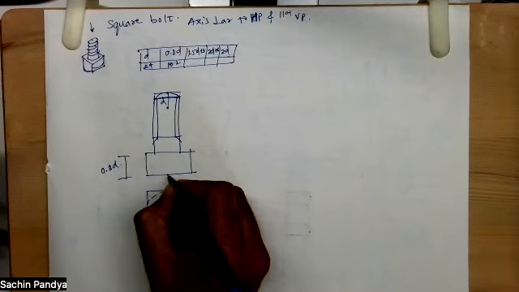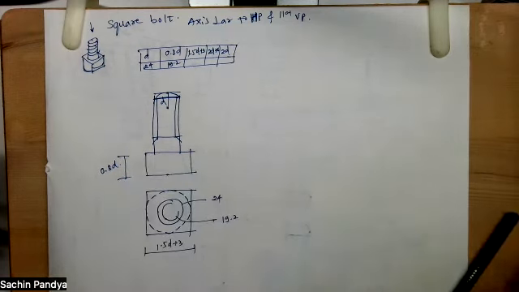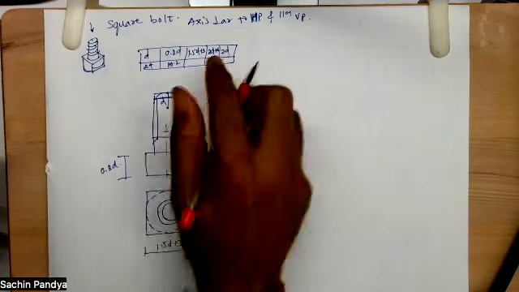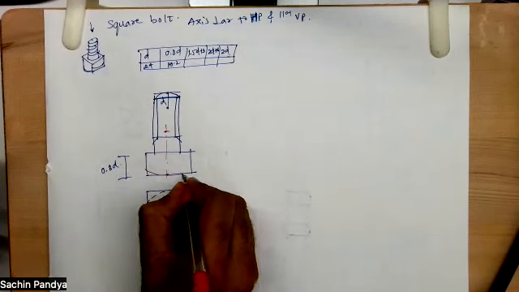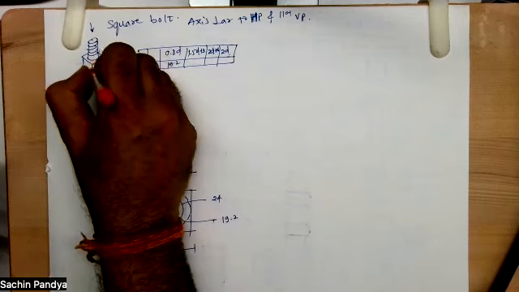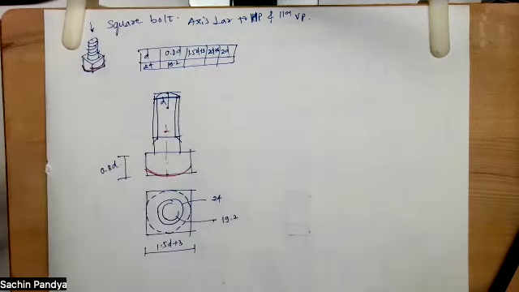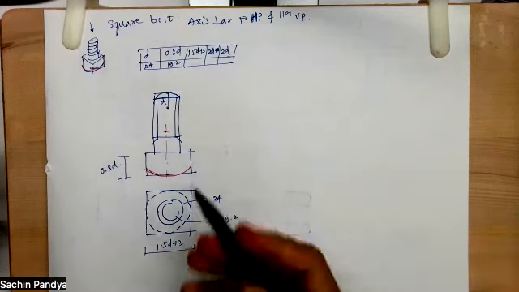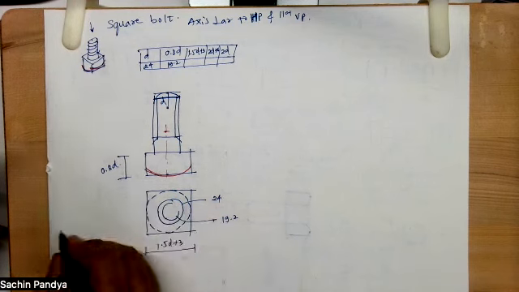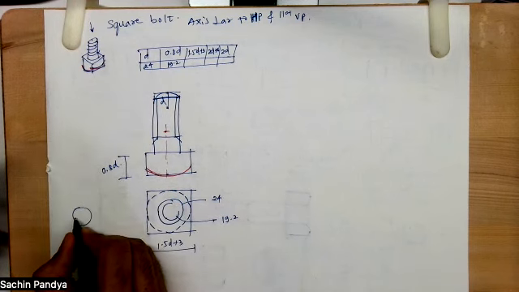And to draw it, from the center you go up by 2D and you draw an arc. This is that chamfering. So this is how you will draw the square bolt. Got it? So in the textbook, it is given like this.